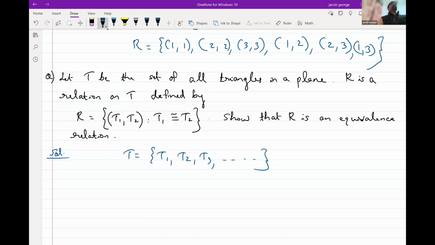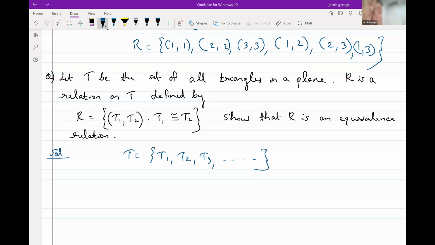When we take the elements, we take them like this: T1, T2. T1 means a triangle, T2 is another triangle, and then the relation connecting these. How is it related? T1 comma T2 will be an element of R if T1 is congruent to T2. A condition is given for the relation: all congruent triangles will be there as a pair in the relation.